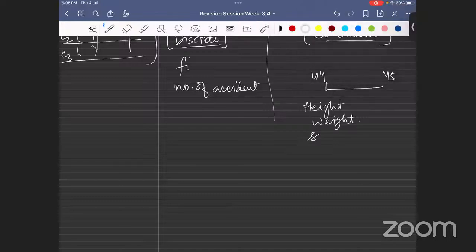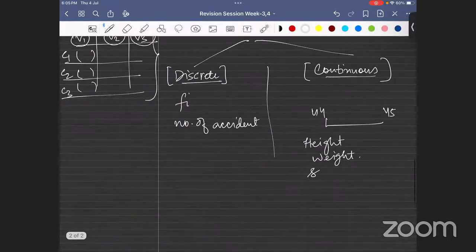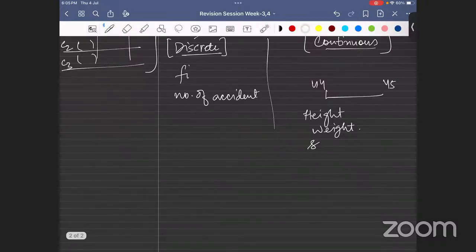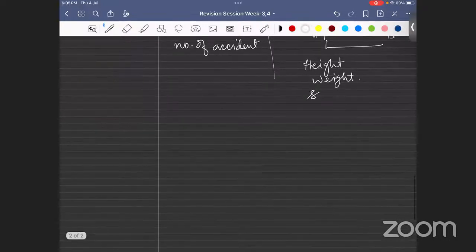So this is pretty simple. Now, whenever we go through a numerical variable that can be discrete or continuous, how are we going to deal with that? How are you going to organize those types of data sets? First I'll just give you an idea about the discrete.